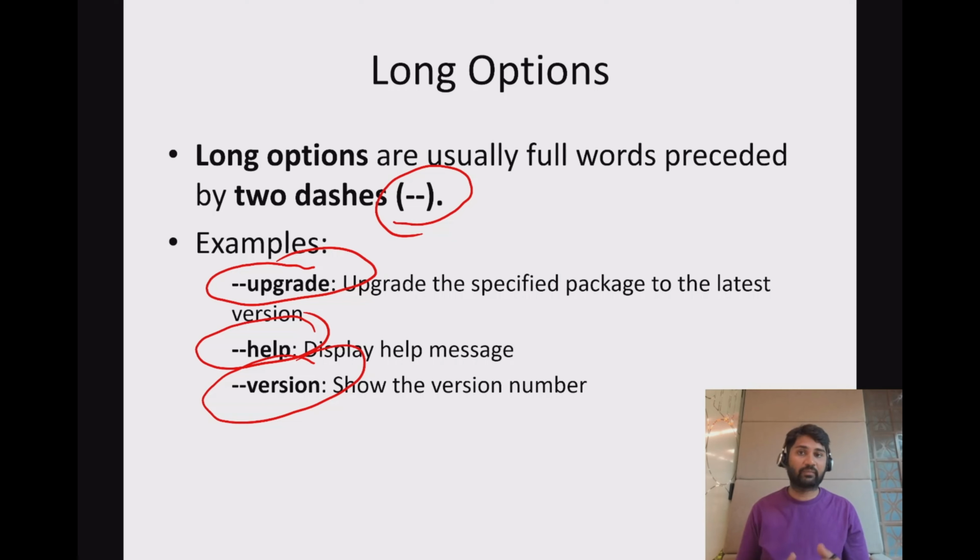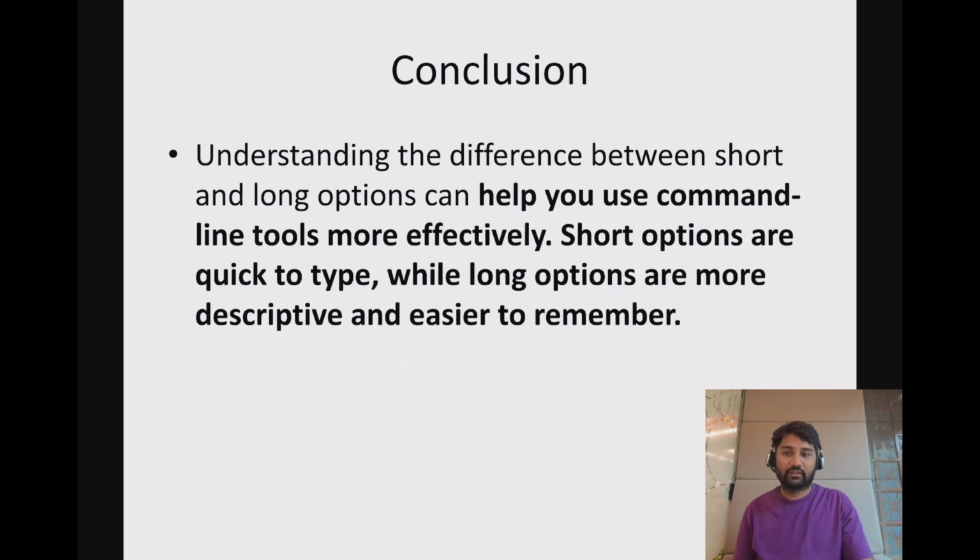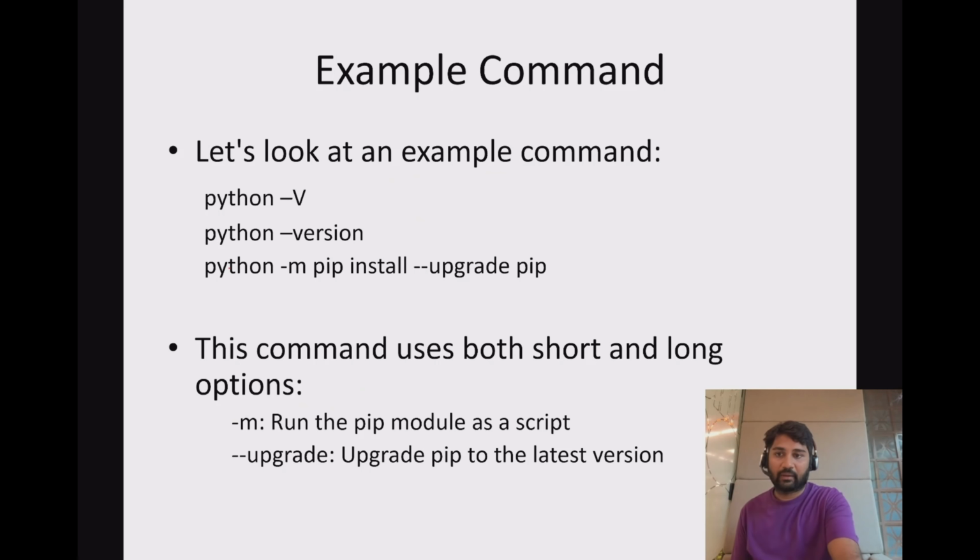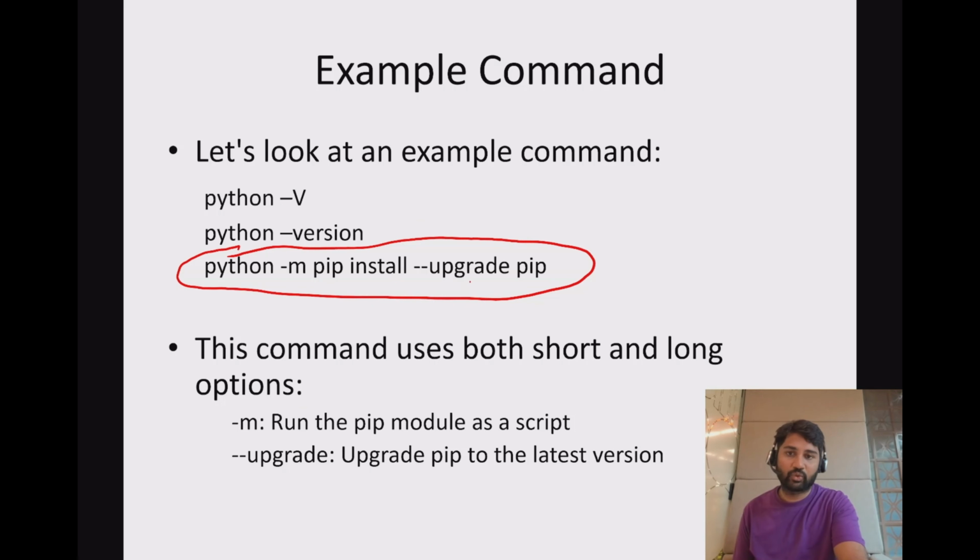We can use either of them, it is up to us, but when you use long options, it will be more descriptive. When you use short options, it will be very precise, but not very readable. People cannot understand what it means until they know it. If you see this example here: python, then single hyphen m, then pip install, then two hyphens upgrade pip. In this particular command, you see two kinds of options. One is a short option, which is hyphen m, and another is a long option, which is two hyphens upgrade. So both are mixed here. That is the main difference.